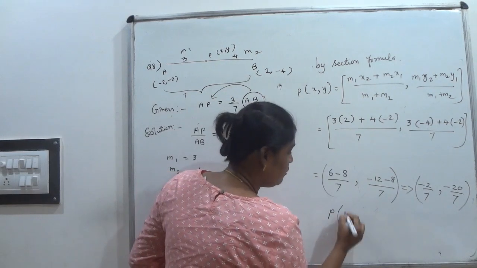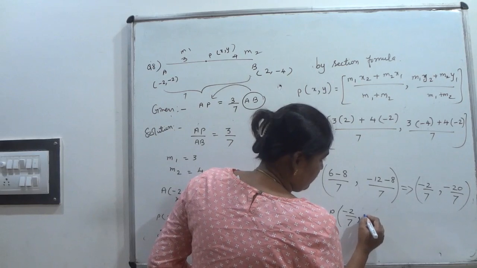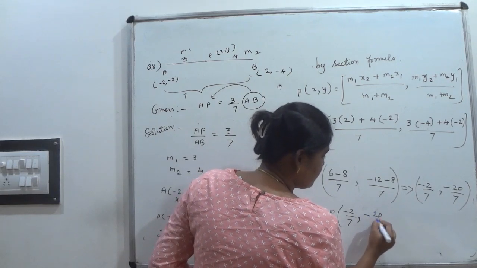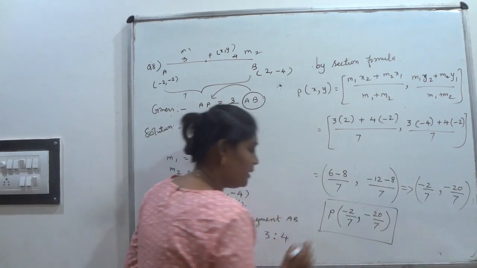That is what you have to find out. So at last write the answer: (-2/7, -20/7). These are the coordinates of the point P. Thank you.